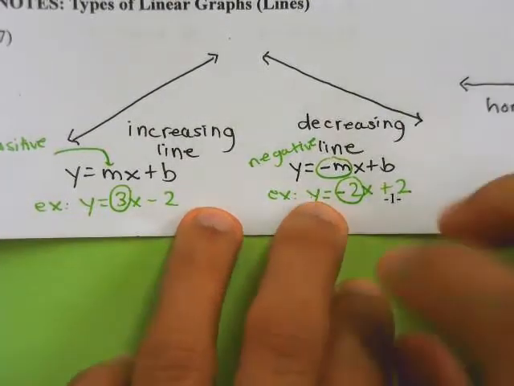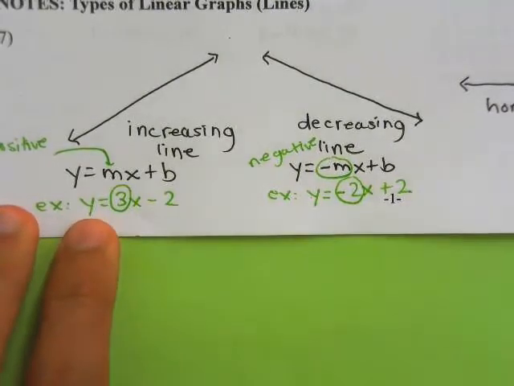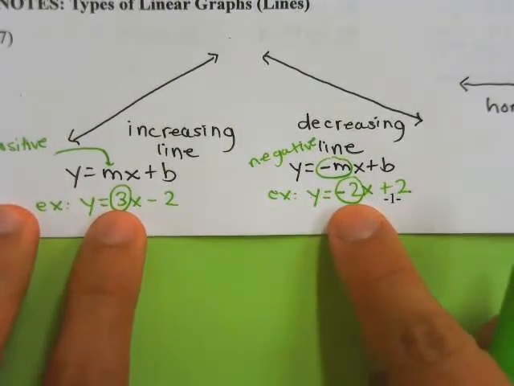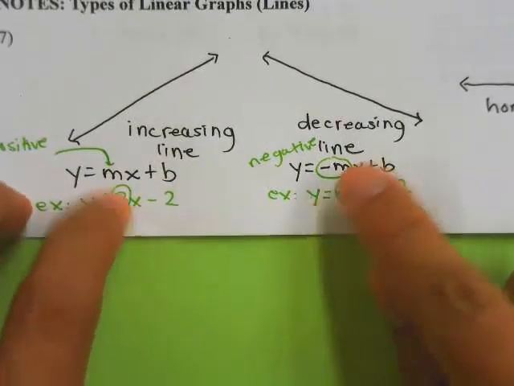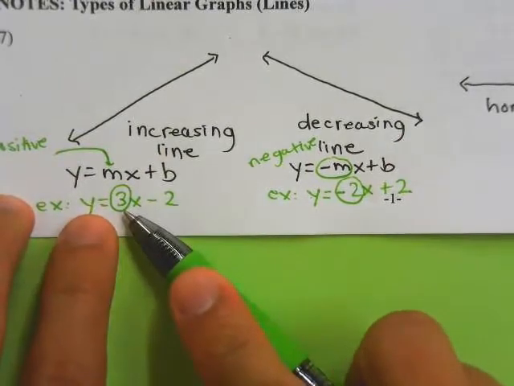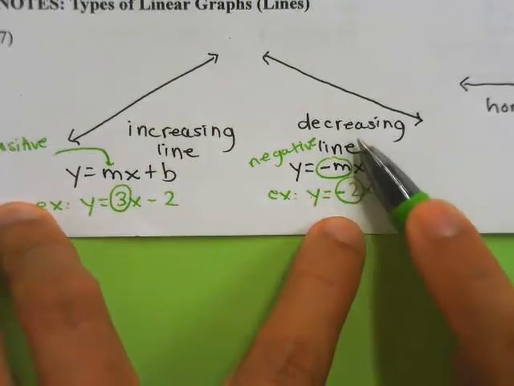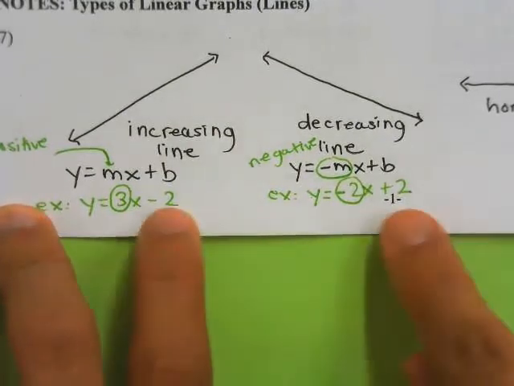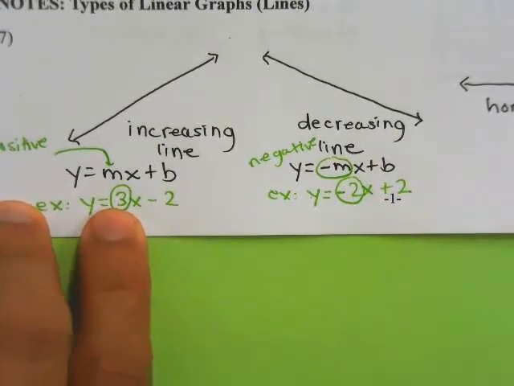So what I'm trying to show you guys for numbers 7, 8, and 9 is some patterns that you can see. If you can see that the number in front is either positive or negative, then it will dictate what type of line it is. So if it's a positive in front of the x, it's going to be an increasing line. If it's a negative number in front of the x, it's going to be a decreasing line. And it doesn't matter about the y-intercept, the b value. It just matters what the m value is.